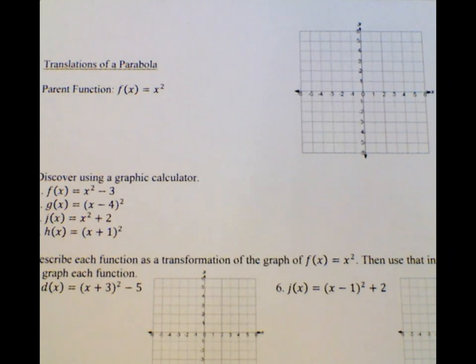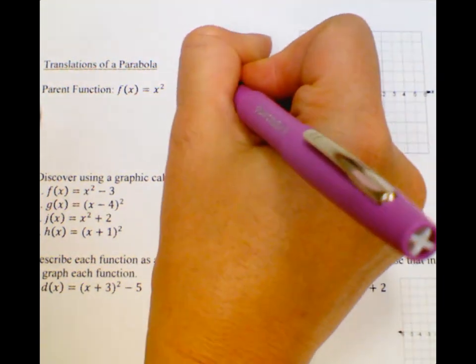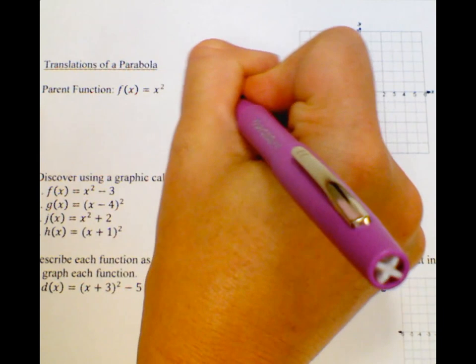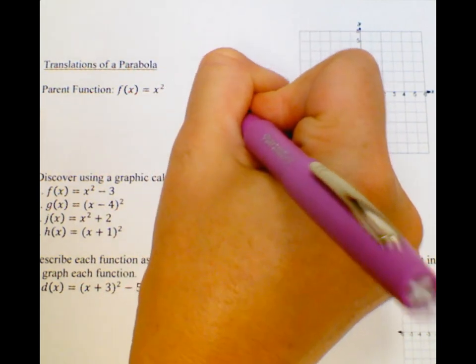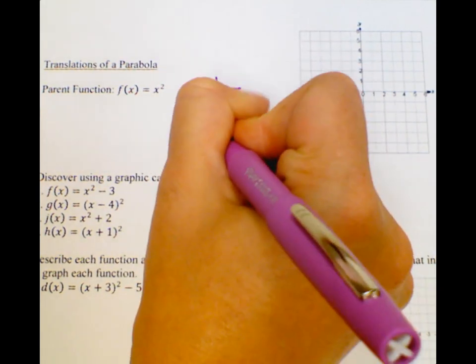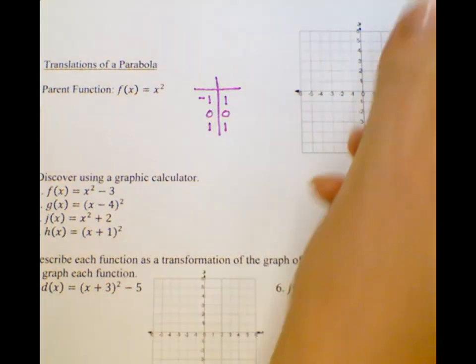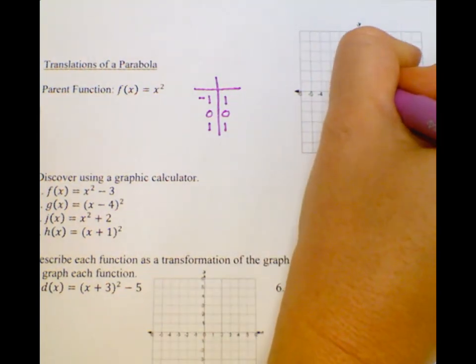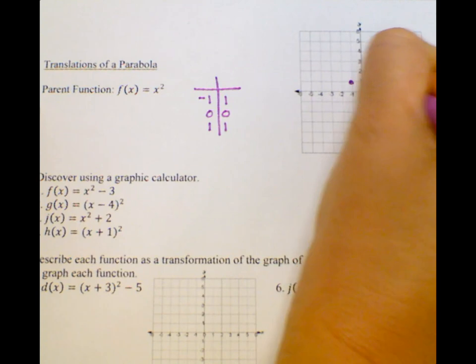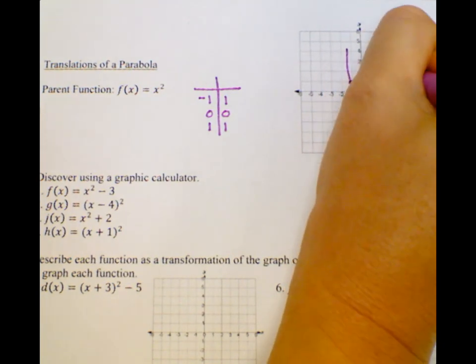All right, guys, we're just doing some basic translations. So what I want to do is start out with what is the parent function of a parabola. The parent function has the coordinates (-1, 1), (0, 0), (1, 1). So here is your parent function right here.